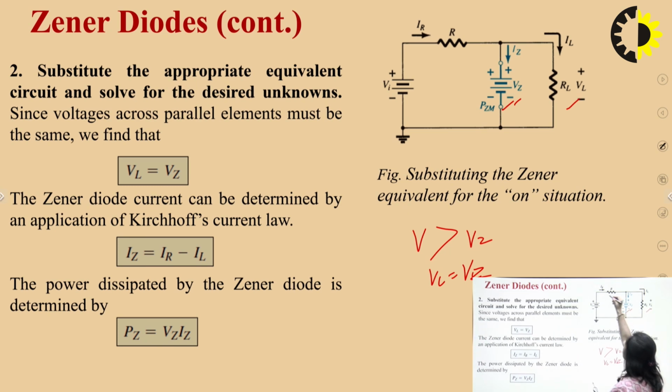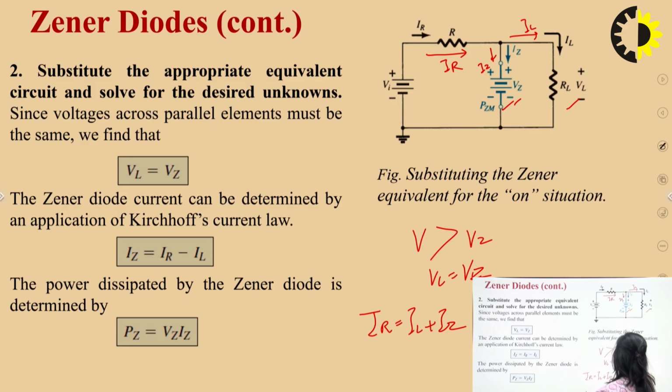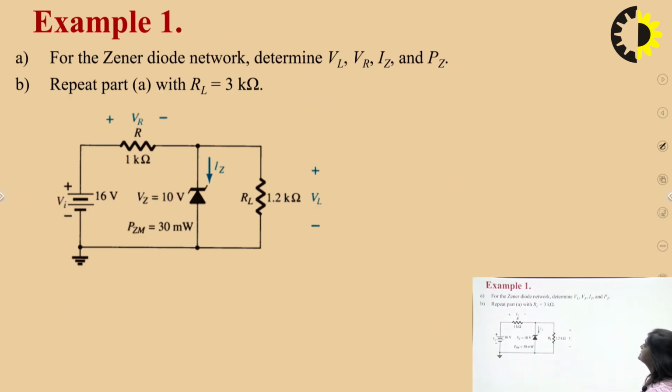Or we can also find this: the current flowing through the series resistance is IR, the current flowing through the Zener is IZ, and this is the IL. So from the diagram we can see IR is equal to IL plus IZ. So we can find any value. If the Zener is open, then the Zener current will be 0 in that case.